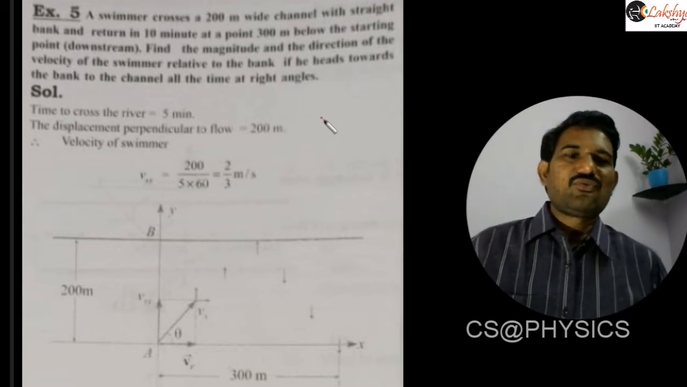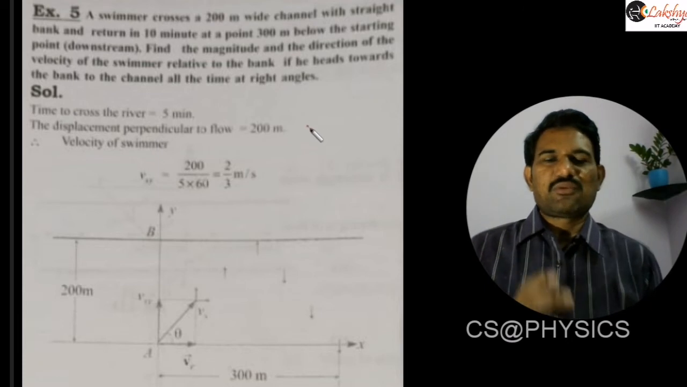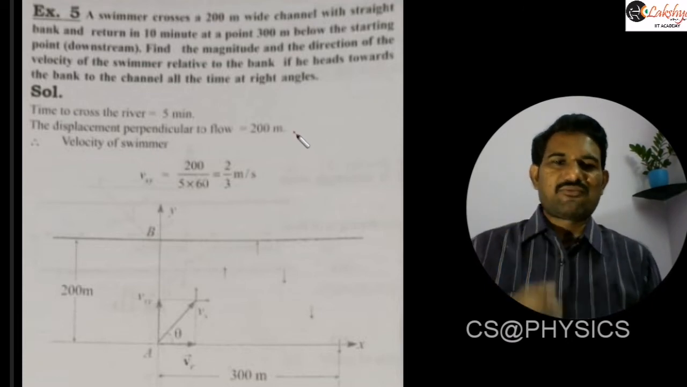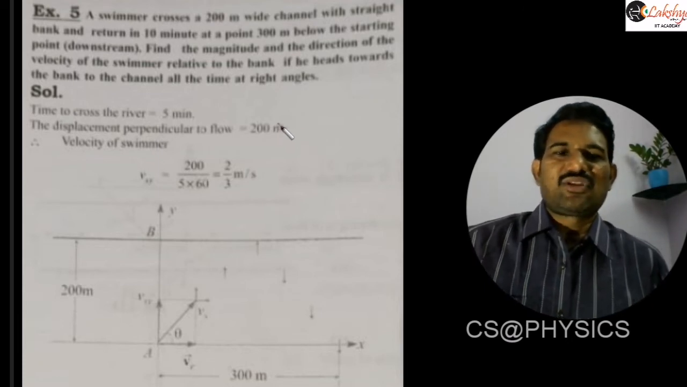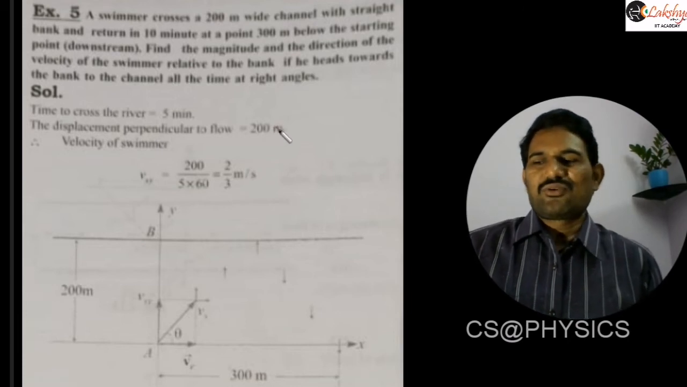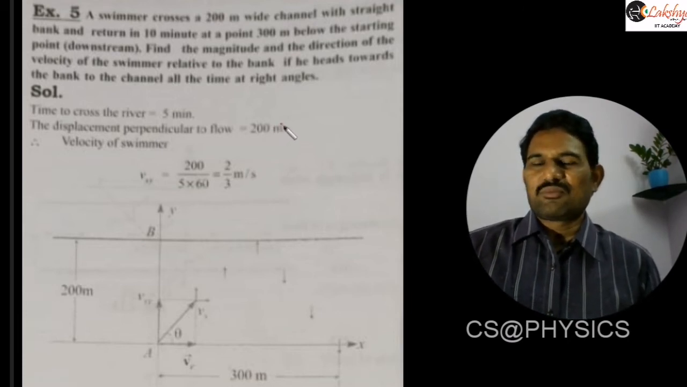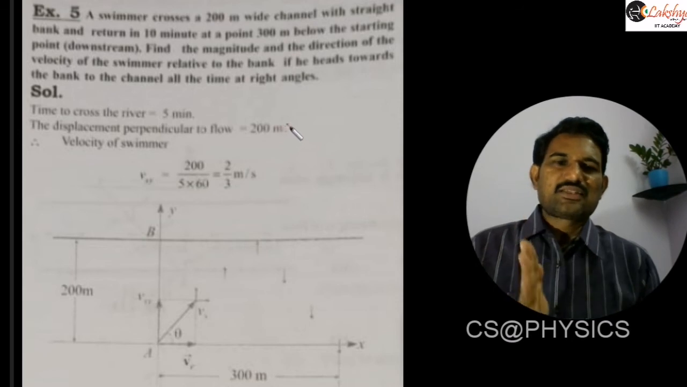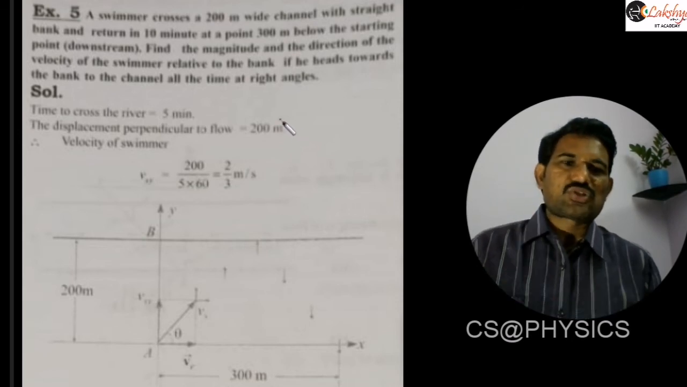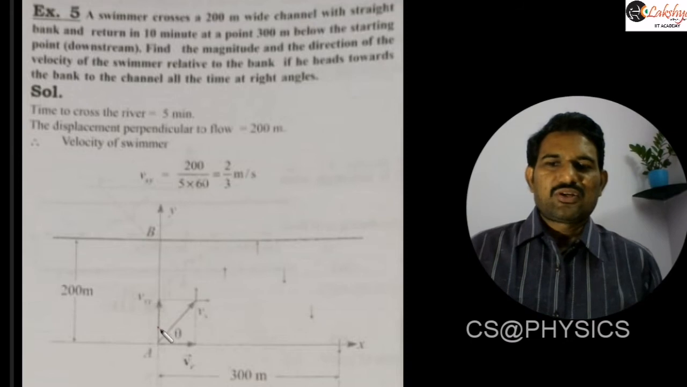They will give the information like the swimmer keeps himself always at right angles to the direction of the river flow. Right angle to the direction of the river flow means that the person is traveling along the shortest possible path. In that case only, the VBR direction will be perpendicular to the VR direction.